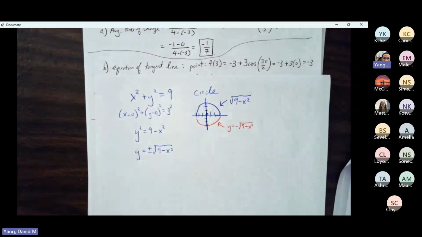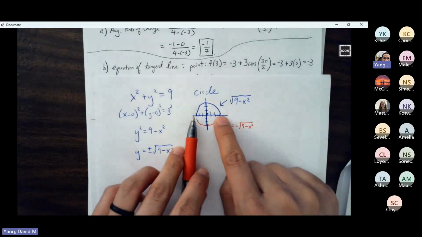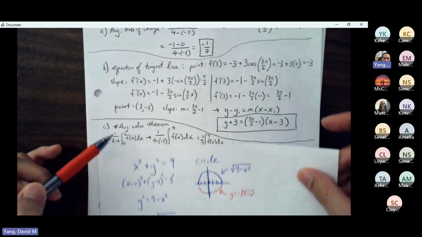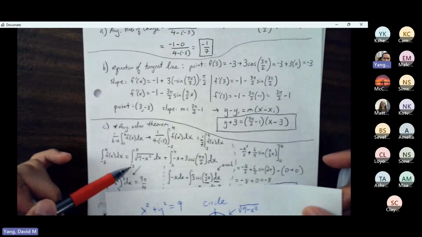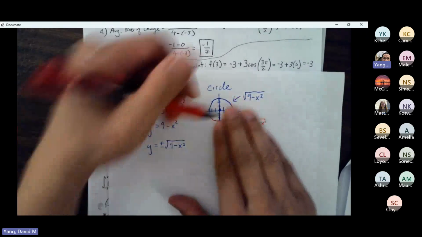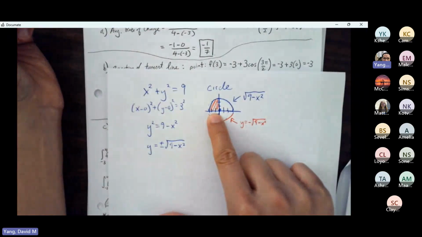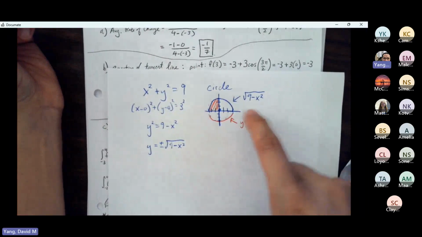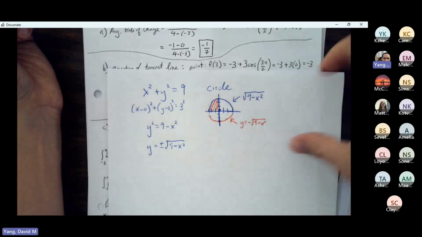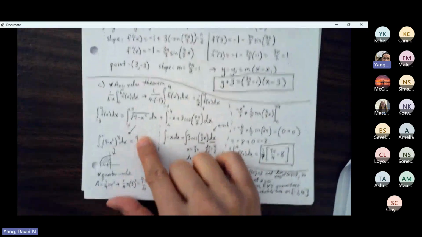So they want students to be able to recognize that the square root of 9 minus x squared is a half circle, but they say the integral is only for this half circle here. It's only going from negative 3 to 0. So negative 3 to 0 is only from here to here. So they're only showing you a quarter circle. So we have to basically recognize this as a half circle, and that it's only asking for the area of a quarter circle. So quarter circle is 1/4 pi r squared.